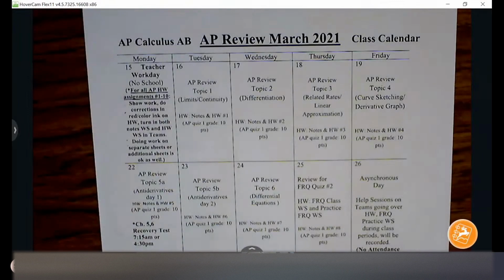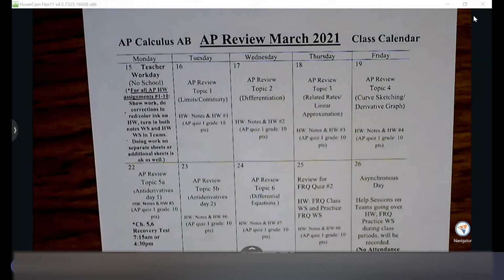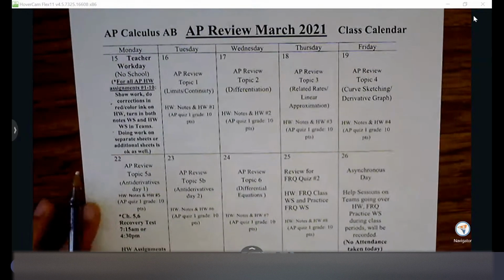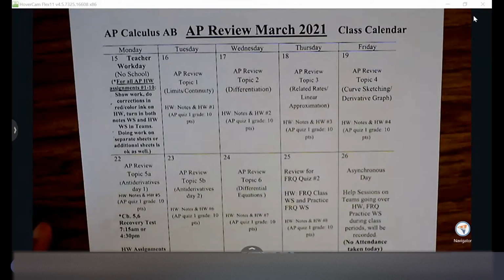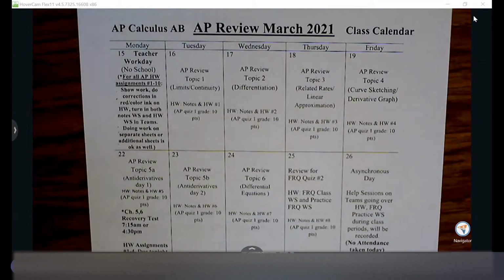I want to go over the calendar, which highlights what we're going to be doing these next few weeks leading up to spring break. So I just put the link under the chat box. Everything that we'll be doing is going to be coming from that AP review page. And at the top, you're going to see the calendar, which you see here. And then you're going to see every day with the notes, as well as the homework assignment handout that goes along with each notes page.